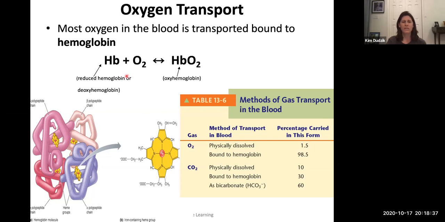But it has a high affinity for oxygen, so it will bind, and when it does, we might write it like this, Hb is hemoglobin with the O2. That means the oxygen is bound to it. So now we call that hemoglobin oxyhemoglobin.